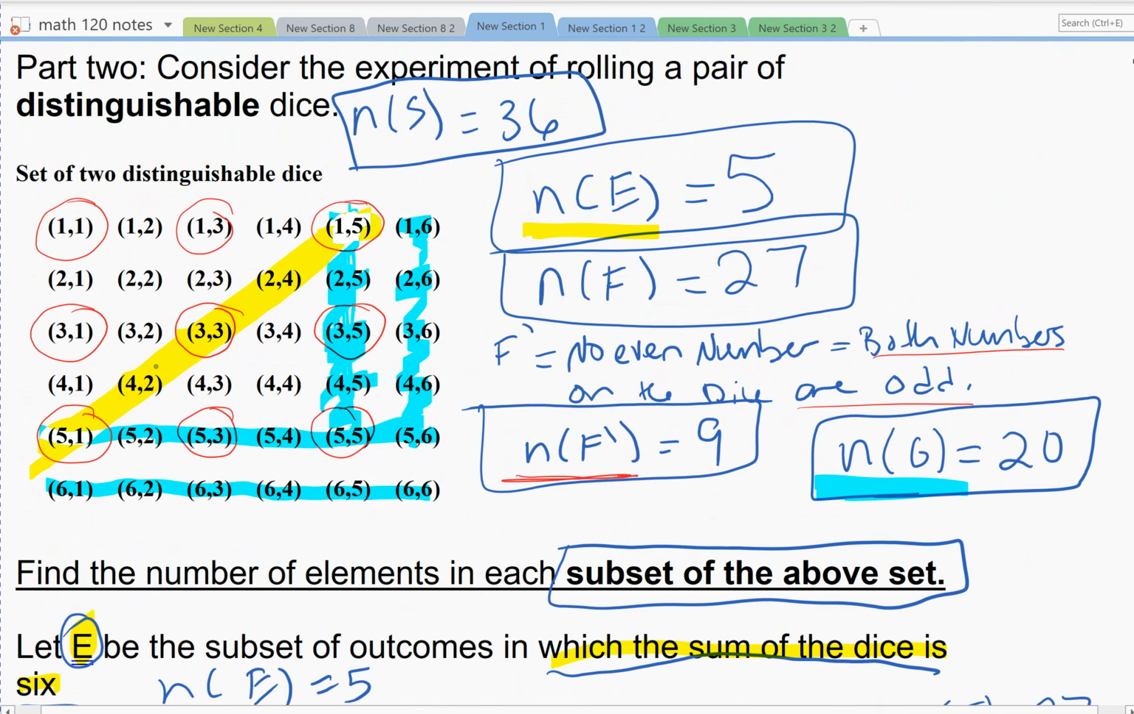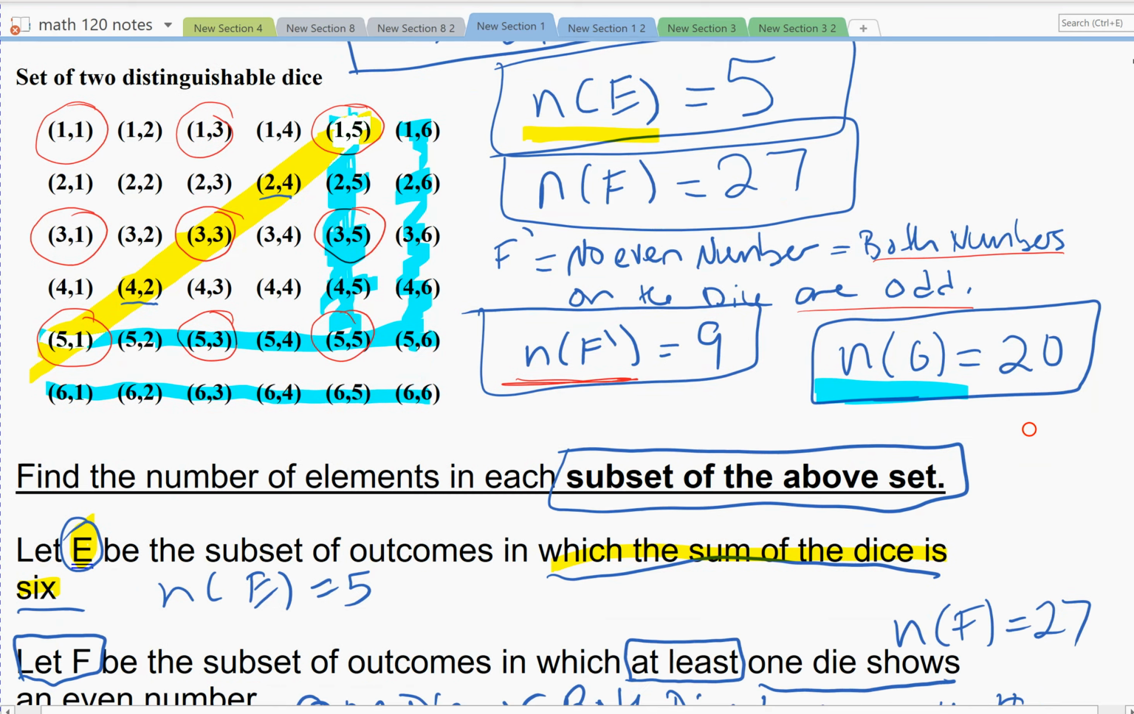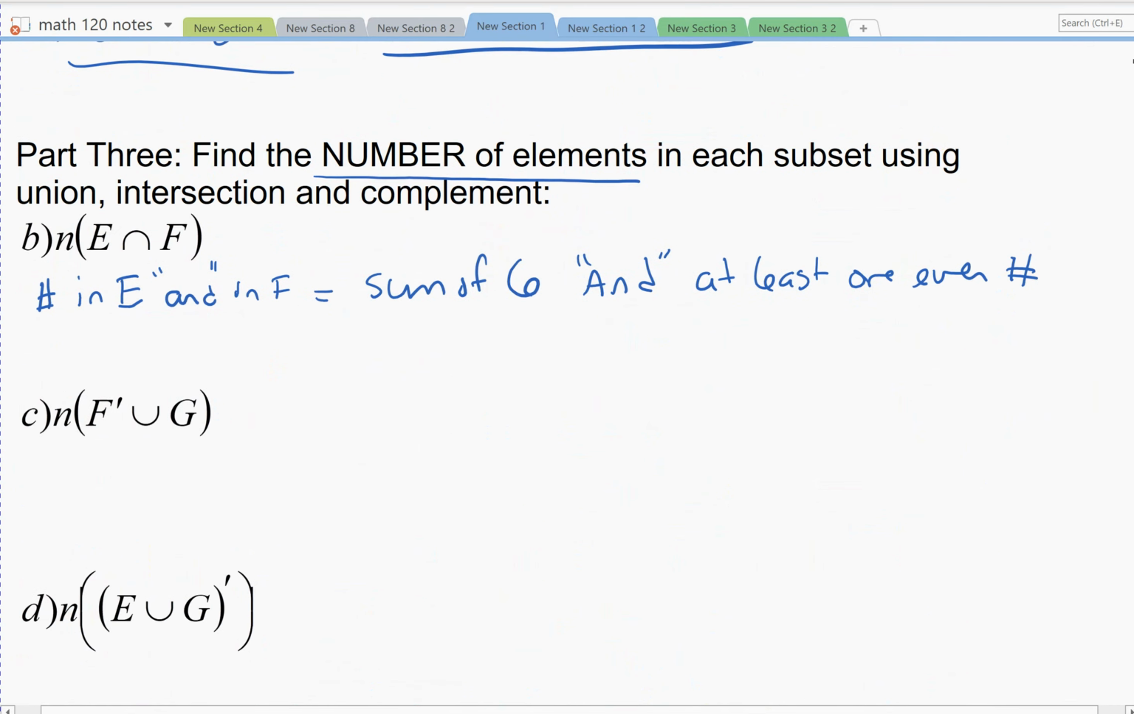Alright, so set E, if you remember, was this yellow one I highlighted, and that's really all I need to look at. I need to look in this set E. Are there any outcomes where I get at least one even number? Well, there are 2 outcomes where I get at least one even number. Right? 4, 2, and 2, 4. Alright, so the answer is 2. There are 2 outcomes where I have a sum of 6 and at least one even number. Right, so the answer to this one is 2.